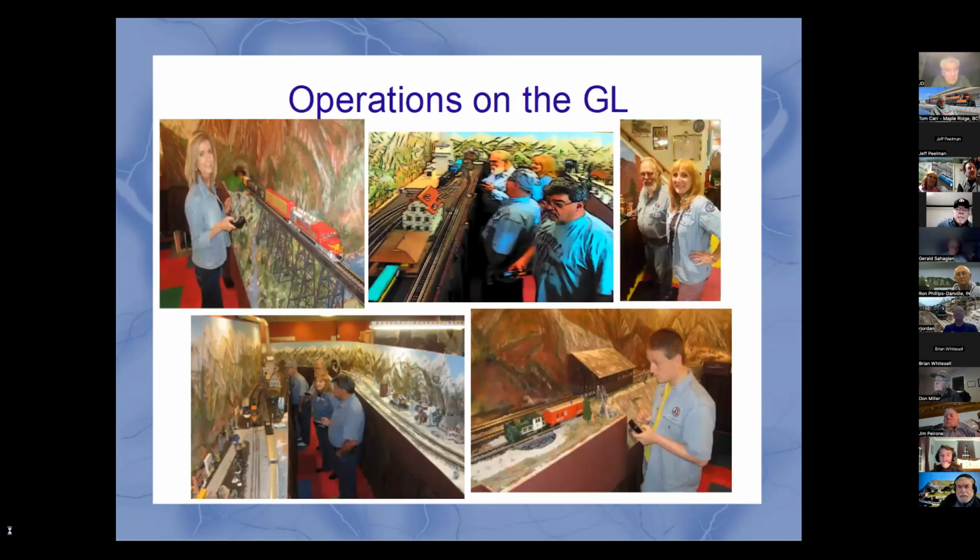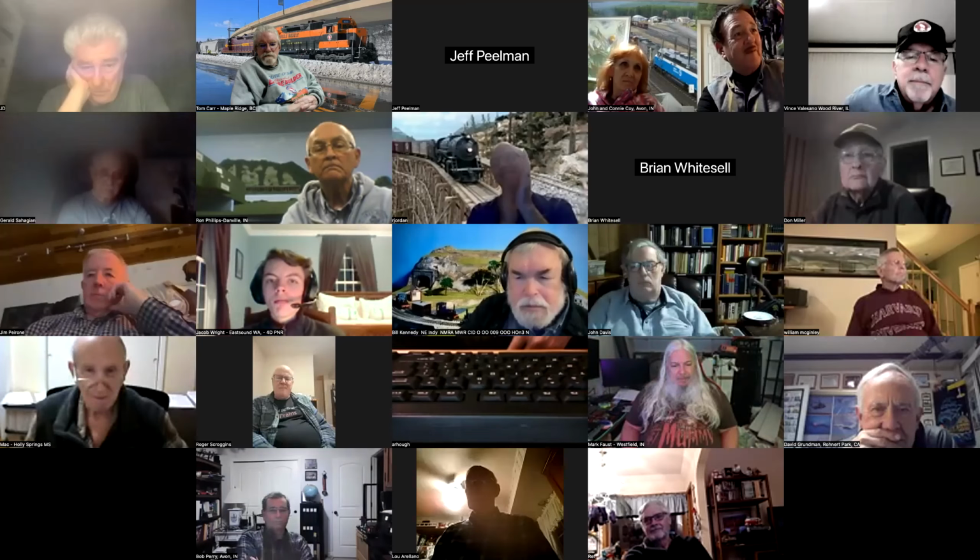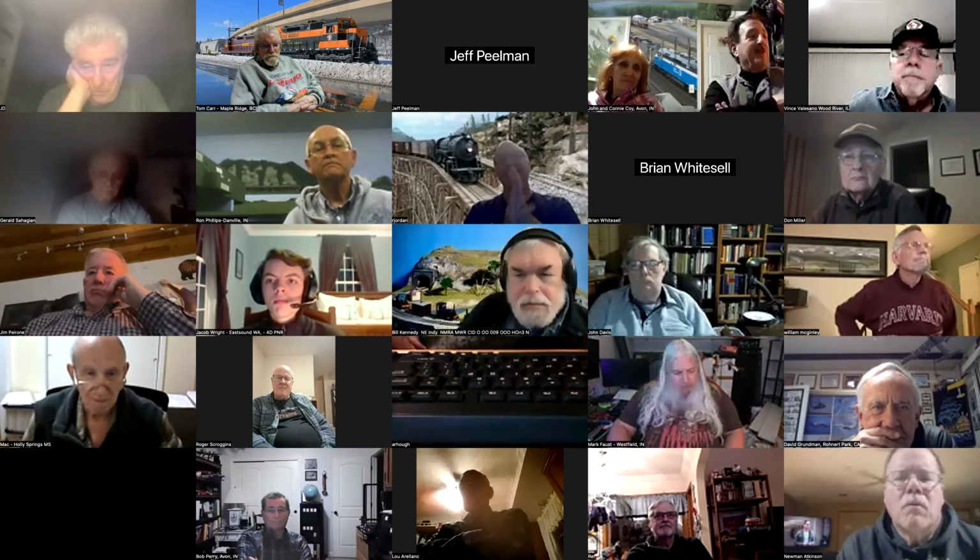And then these are just various shots of the layout. My son's on the lower right there, and the lady up on the left is Shelley. She's a good friend of mine, and she didn't know anything about trains. She didn't know what to think about it when she saw this down here. And that is the end. That is the Glacier Line.